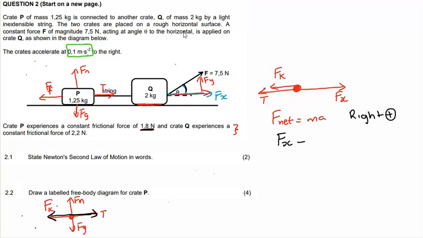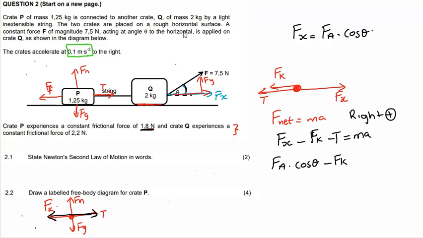Then I need to subtract all the forces that are going to the left. So this is what I have so far. Now from this, I know that Fx is equal to... guys, we don't have time to explain the basics now. I just know that everyone knows that Fx is F applied times the cos of theta. So where there's Fx, we need to put F times the cos of theta, then we minus Fk minus the tension is equal to Ma.